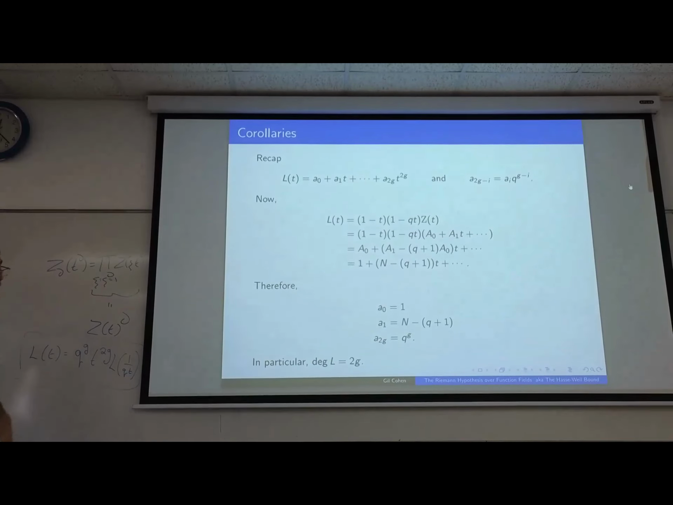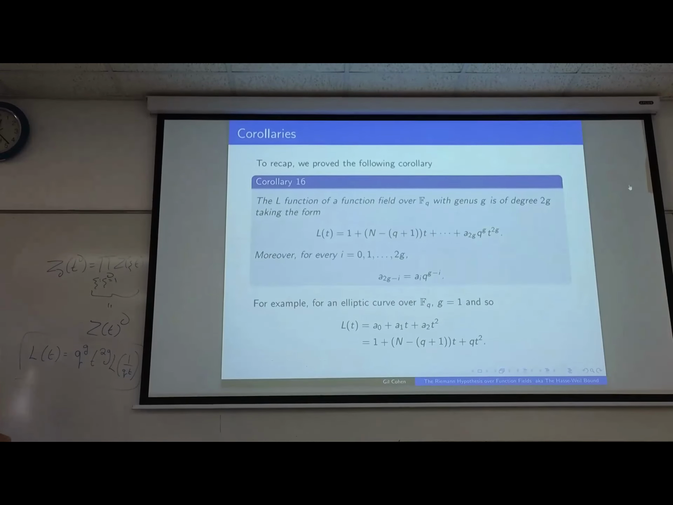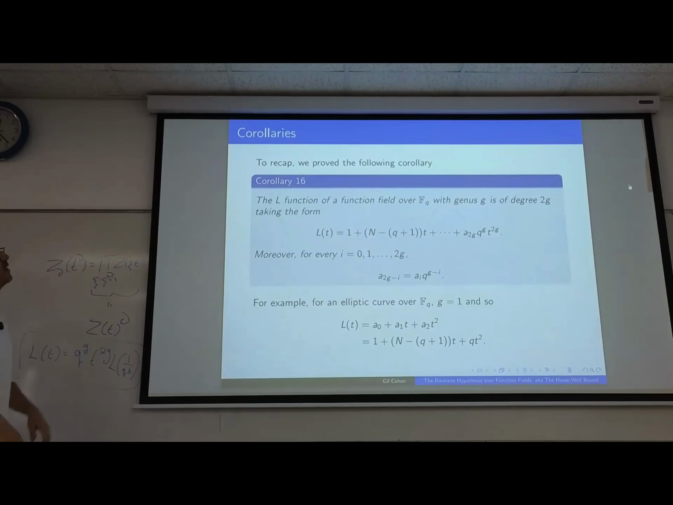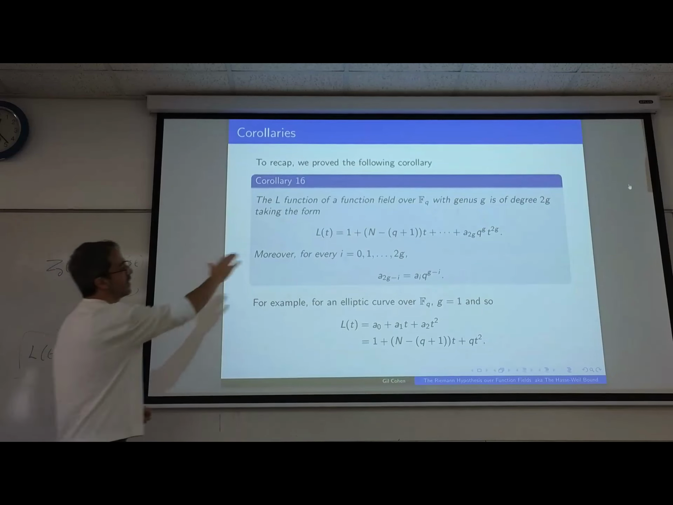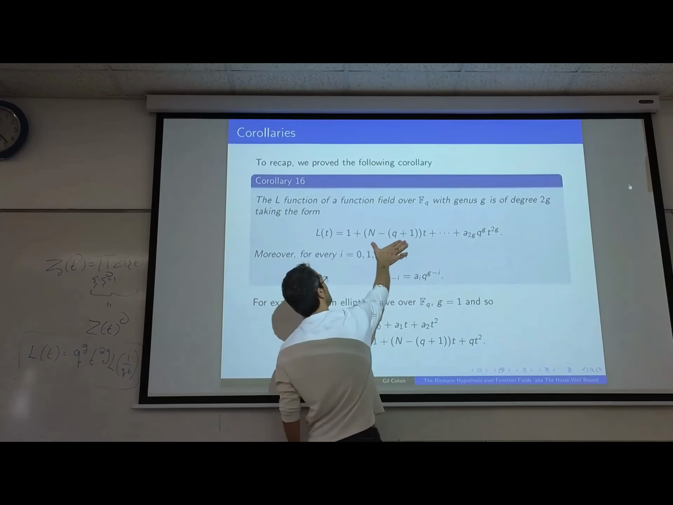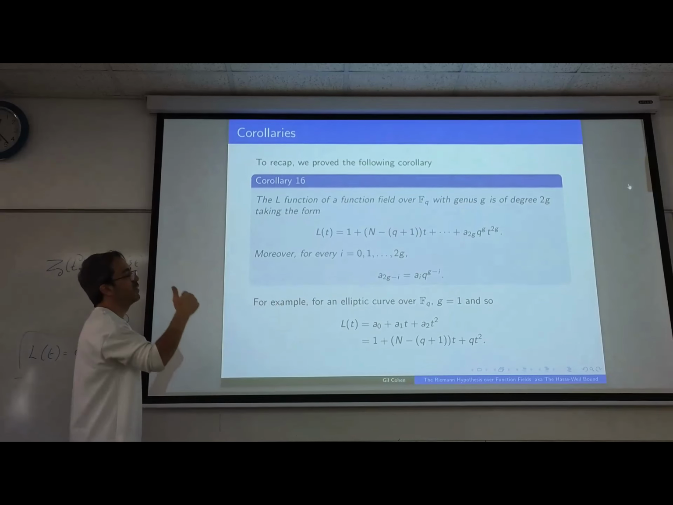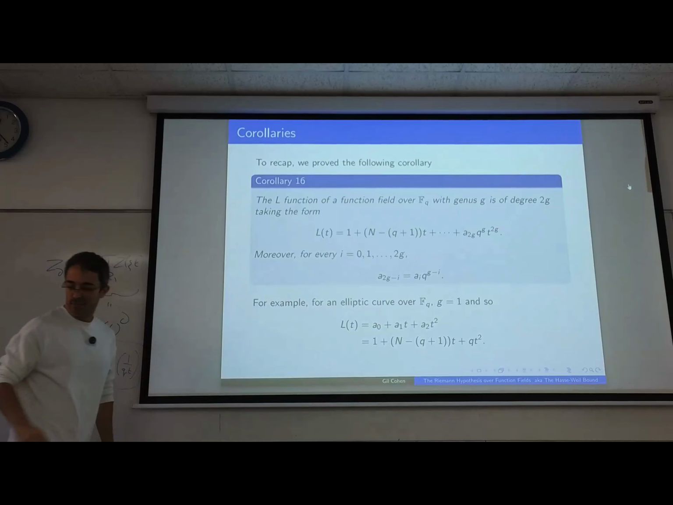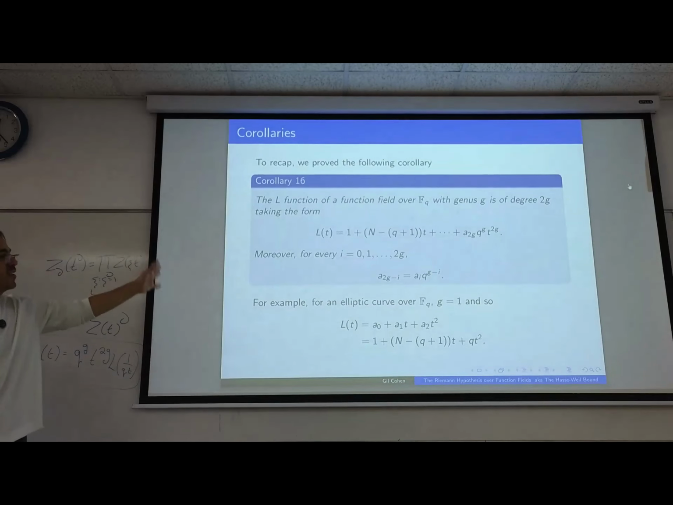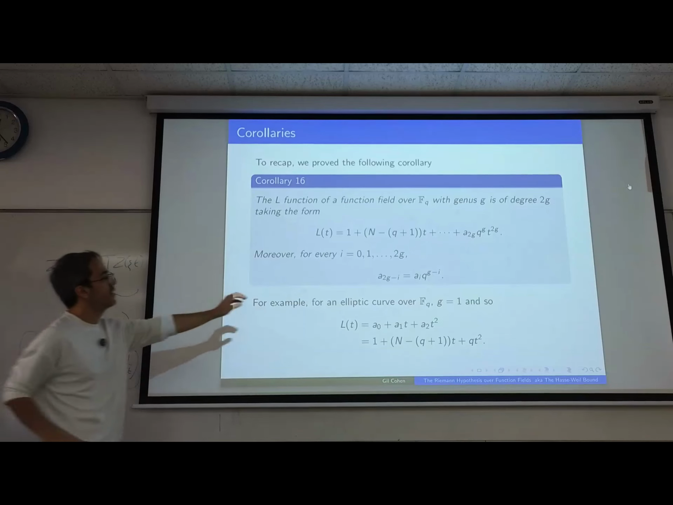You see, it's a very interesting polynomial. For example, when g is 1, hopefully I did it here. Yeah, so I collected it in this corollary. This is what I said. The L function of a genus g function field is a degree 2g polynomial, and it looks like this. It's 1 plus this very interesting expression times t, plus and so forth, and the largest coefficient is... no, there is a bug. It's just q to the g, t to the 2g. I mean, A2g is q to the g. Good, and we have this relation also.